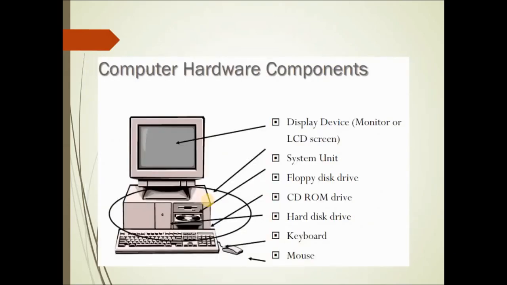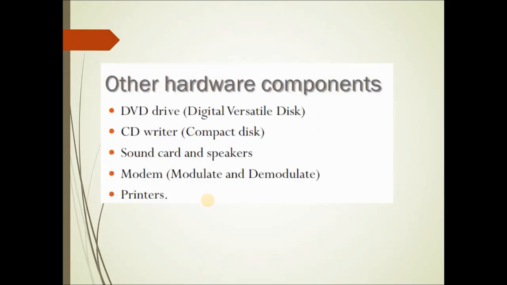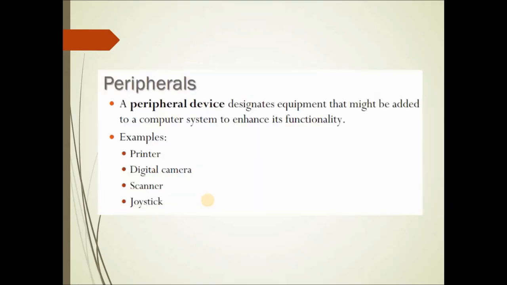Computer hardware components are these: see, display device, LCD, system unit, floppy disk, CD-ROM, hard disk, keyboard, mouse, etc. These are the hardware. Other hardware components: DVD, CD, sound card and speakers, modem, printer. These are the hardware. Peripheral means add-on. What you can say add-on, that means you can add if you want, like printer, digital camera, scanner, joystick.